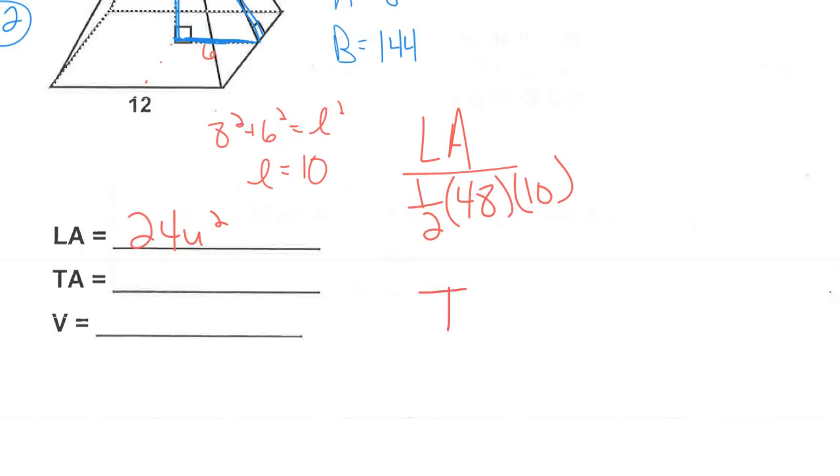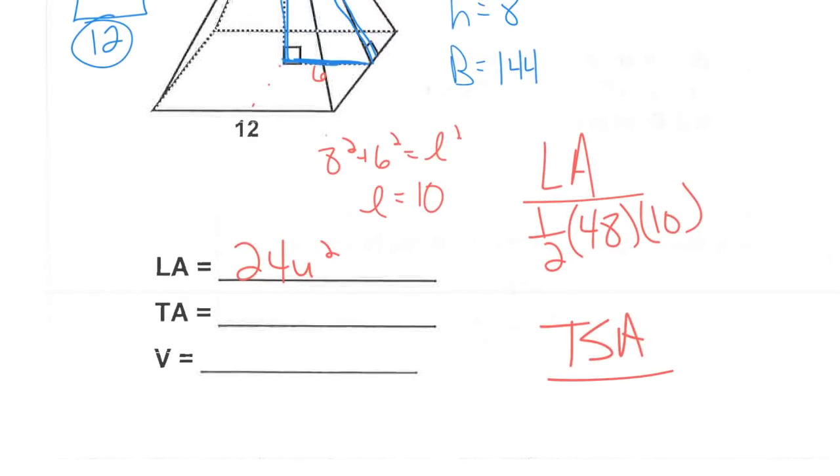Let's see, total surface area. That's lateral. Ooh, did I put 24 up there? Sorry, guys. Let me erase that. So 240 units squared. Total surface area is going to be that 240 plus the area of the base, 144. I got 384 units squared.